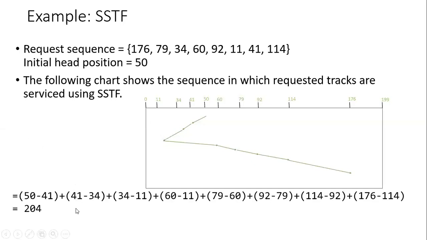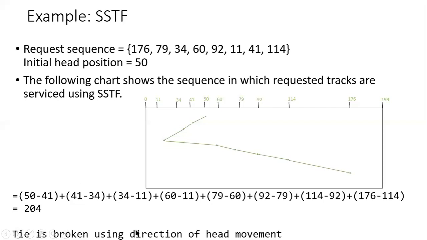Clear? Okay. So in this case, if you see, 50 minus 41, we have calculated the seek time as we calculated in the earlier example. From 41 to 34 you'll get some seek time here. So you can observe here that the seek time is less as compared to the previous one.